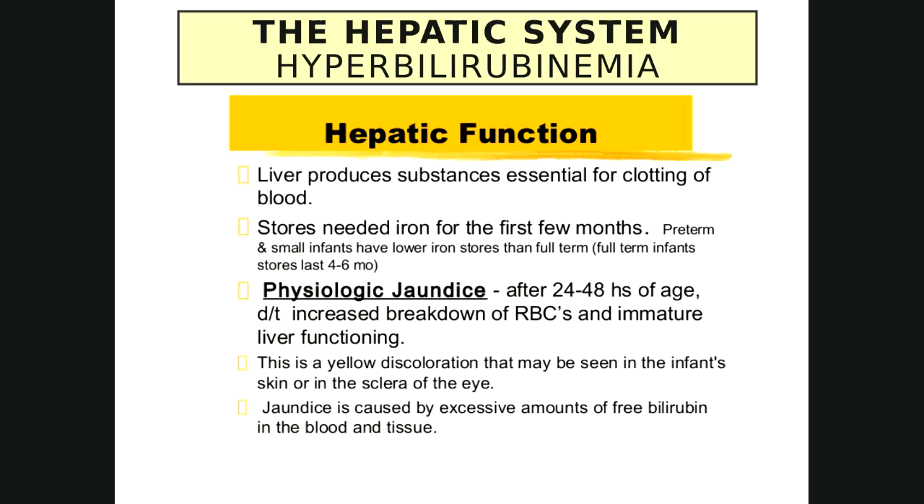So the hepatic system in the newborn, in the neonate, is immature. Okay, they have an immature liver. We'll hit more on it in chapter 17, but the liver produces substances essential for clotting of blood. It stores needed iron for the first few months. Okay, that's why preterm and small infants have lower iron stores than full-term babies. This is kind of why it's important to do delayed cord clamping for these preterm babies.